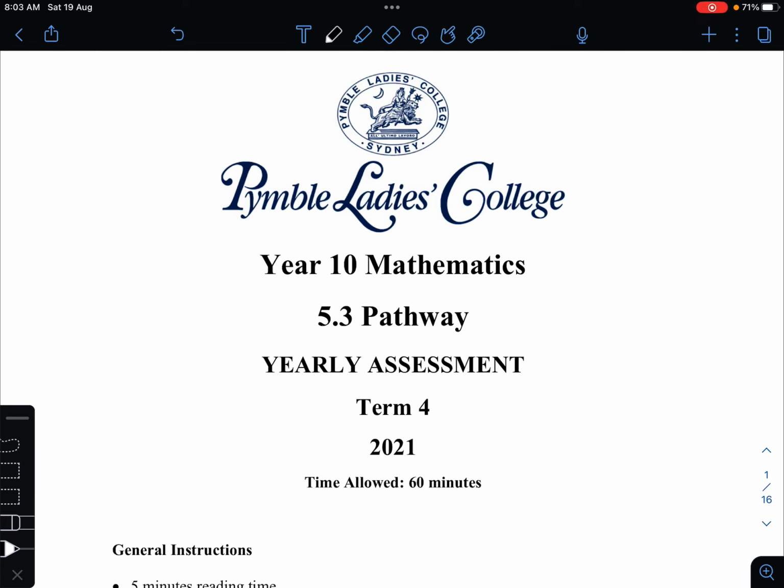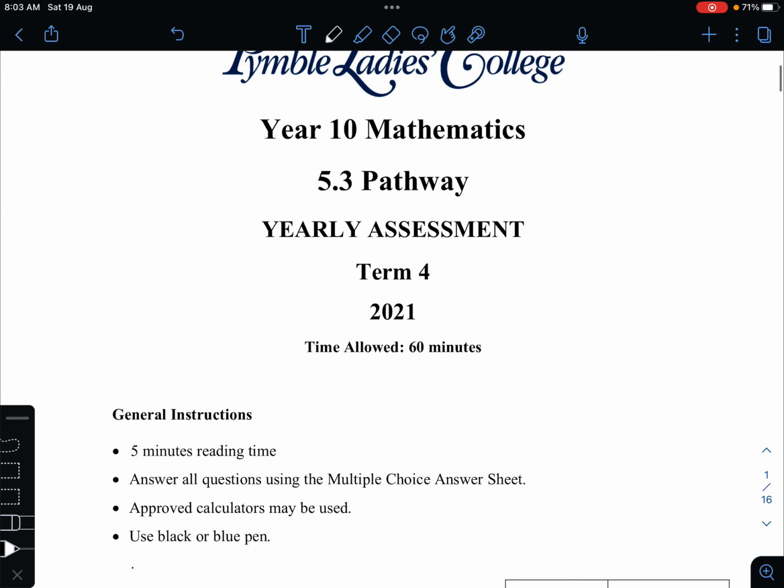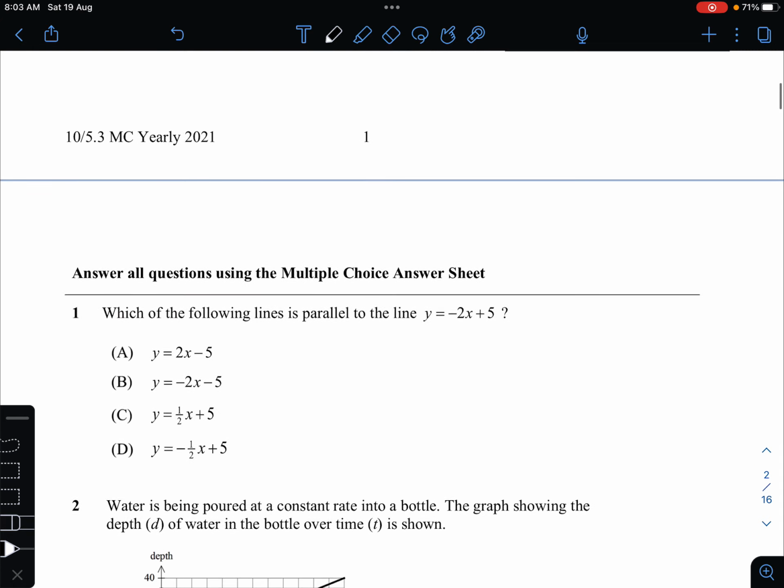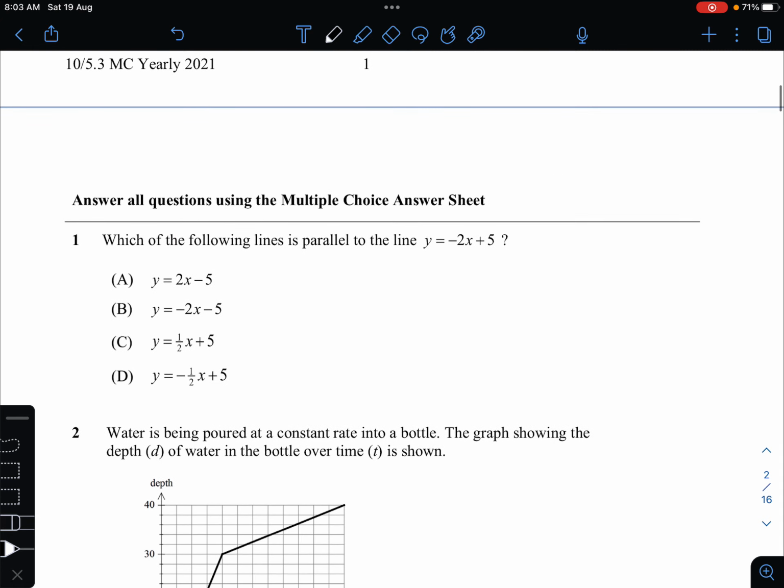Hi Mika. I'm just gonna run through the 2021 Term 4 yearly assessment. So it's probably not perfectly aligned with your syllabus, but it's the best I could find. It's actually the only one I could find from your school, so I figured I would just go through it and you can use it to revise next term if it doesn't apply to this one.